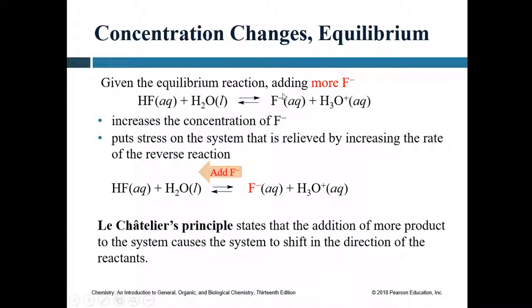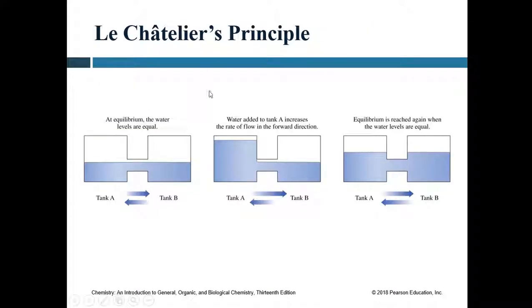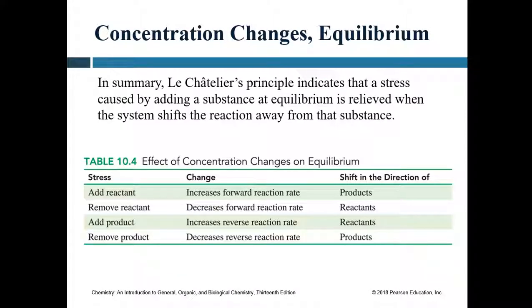Well, if we were to add more of our fluoride ion, think about if we were to have added more water in this side, we would have known that the reaction going that way would increase. And so that's what's going to happen if we add some more fluoride ion. It's going to make our reaction go this way. The reverse reaction is going to increase so that we produce more of this, which means our acid concentration decreases. So Le Chatelier's principle states that the addition of more product to the system causes the system to shift in the direction of the reactants.